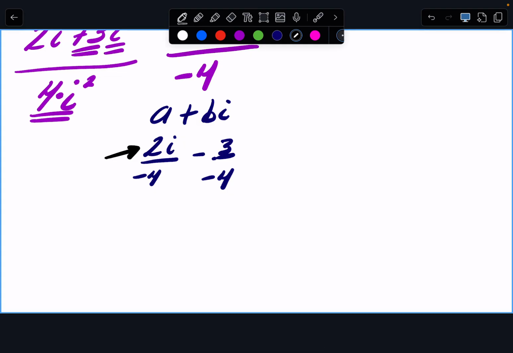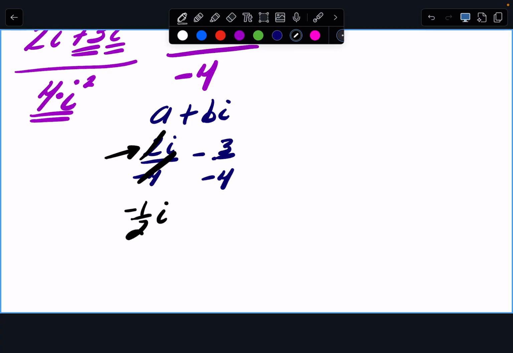What number is 2 over negative 4? Negative 1/2 i. 2 and 4 become negative 1/2. Well, 2 divided by negative 4 is negative 1/2. Negative 1/2 i. Now, if that's weirding you out that I pulled the i out instead of putting it on top, it's the same thing.